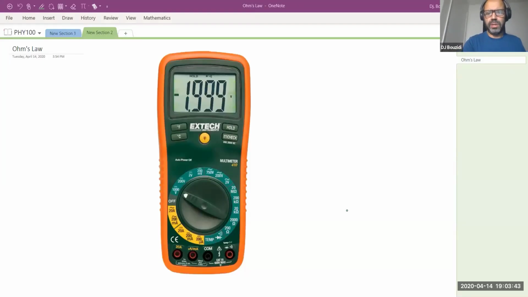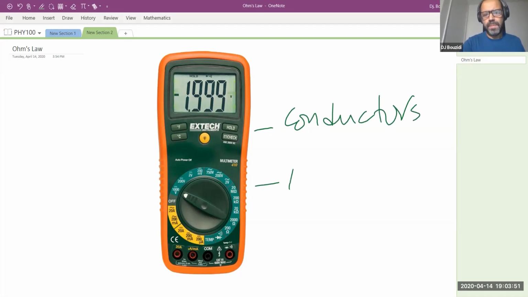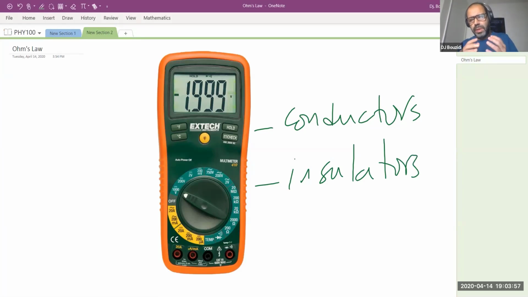A conductor, by definition, conducts electricity. So there are two types of materials: conductors and insulators. What is the difference between the two? In the case of conductors, which are mainly metals, but you have some alloys also that can conduct, and some other compounds, not necessarily metals, that conduct electricity, what happens is that they have free electrons.